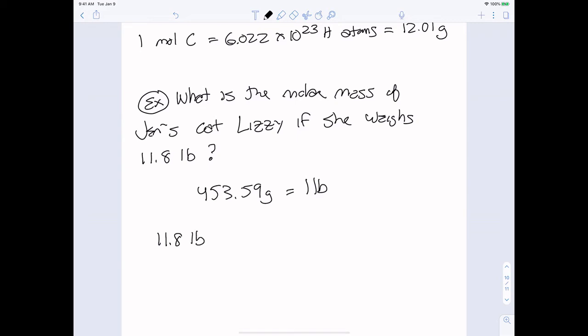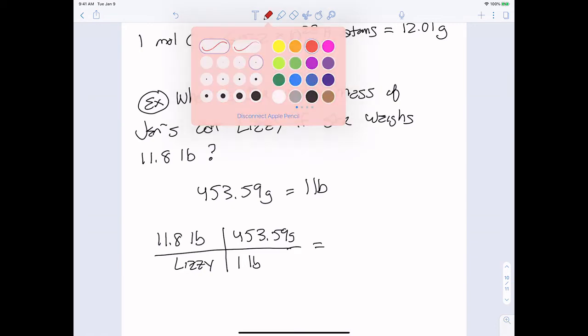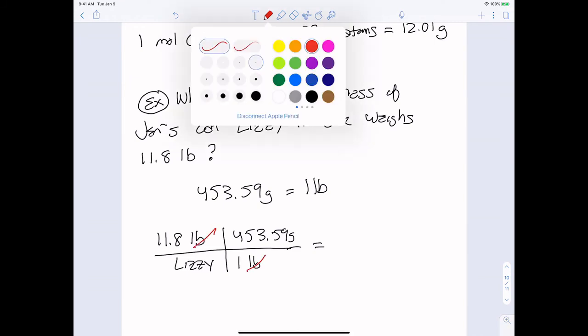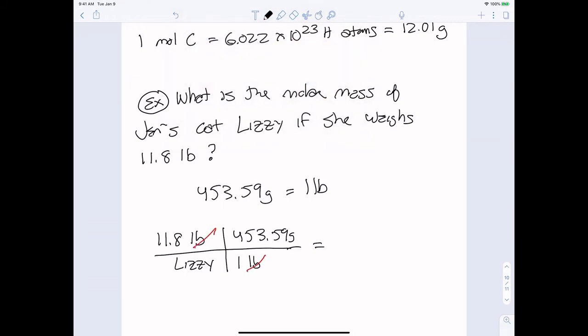So this is how many pounds per cat, right? That would be my units. And you could leave Lizzie off there. I'm just putting it there for when we convert to the number of moles. So 11.8 pounds per cat. I know that there's 1 pound. Pounds are on top, so they have to go on the bottom for 453.59 grams. And we could do this in one step or two. I'm doing it in two, but we could totally do it in one. My pounds cancel. So this is how many grams per cat we have.